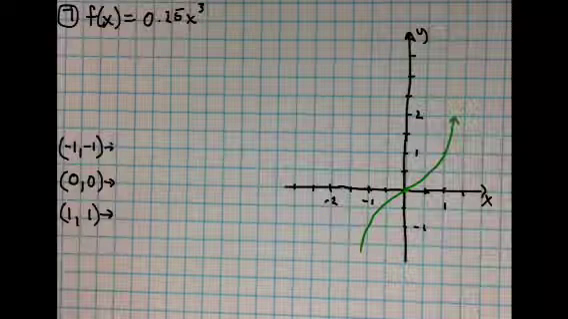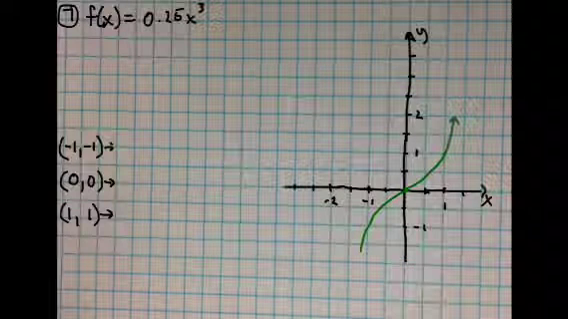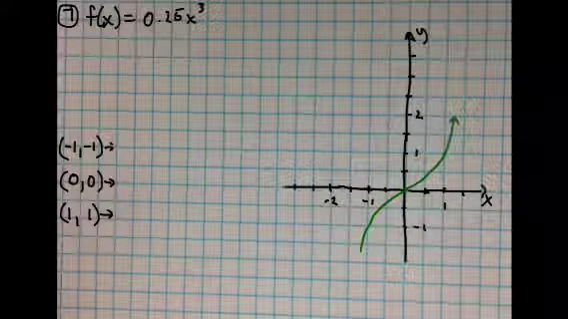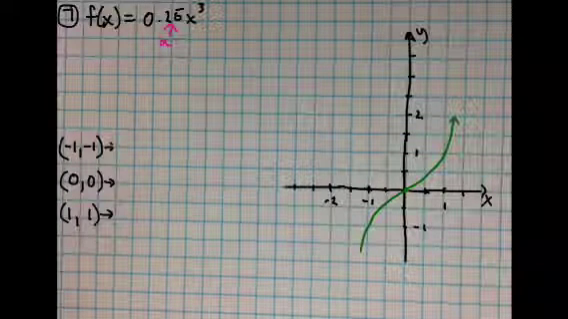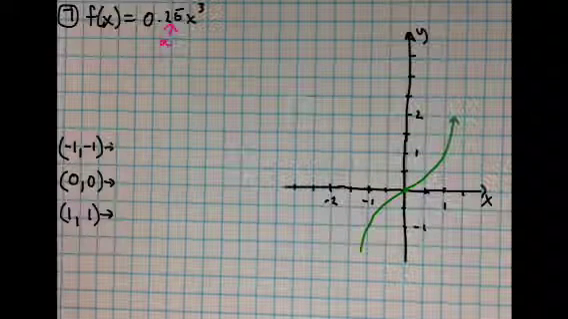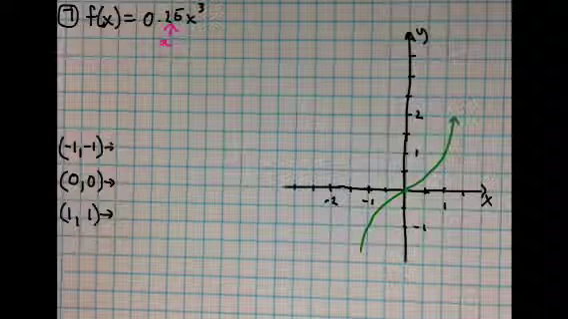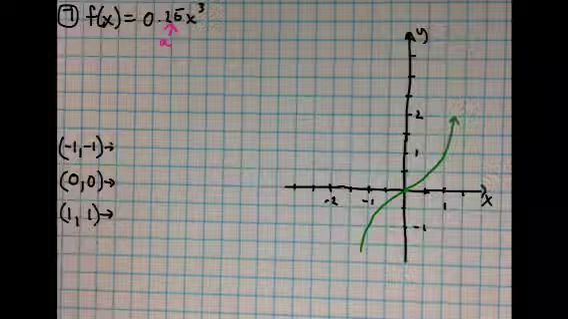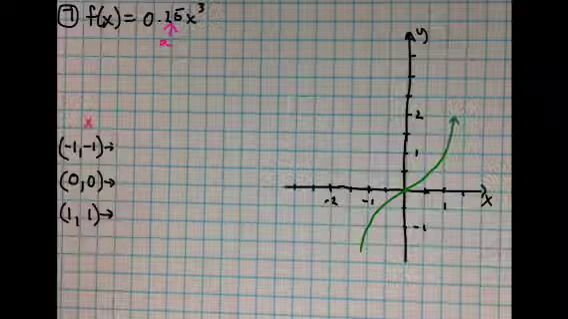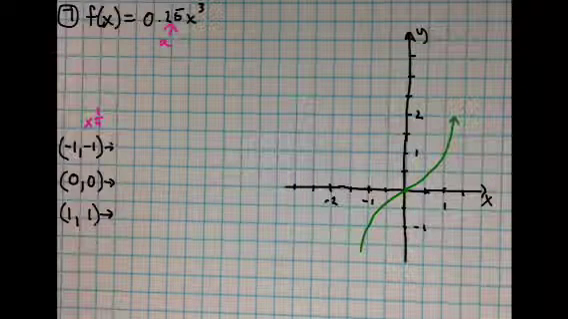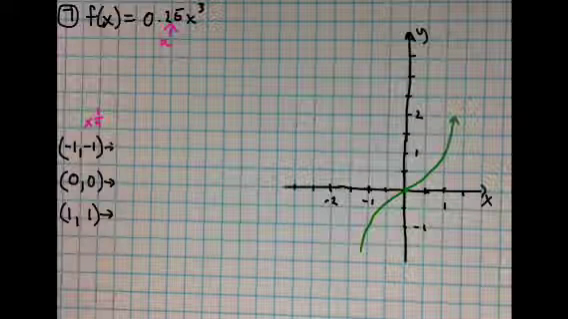Alright, so number 7 is 0.25x cubed. So the a value is right here. It's 0.25. You could keep it as a decimal, or just think of it as 1/4, because 1/4 is 0.25. So that's the a value, so it gets multiplied with the y. So we're going to multiply the y's by 1/4. Okay, the x's do not change at all, so it's going to be -1.